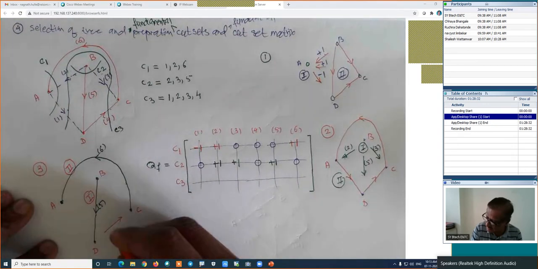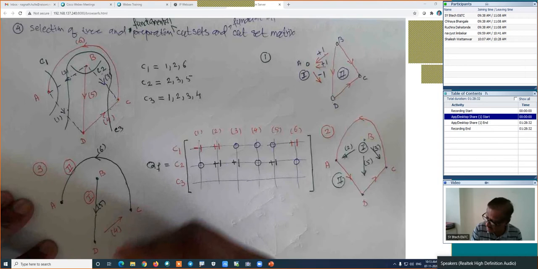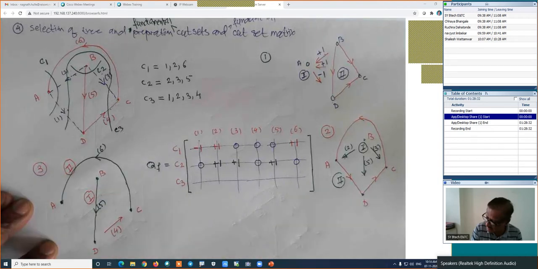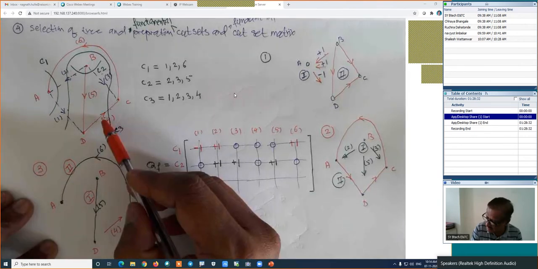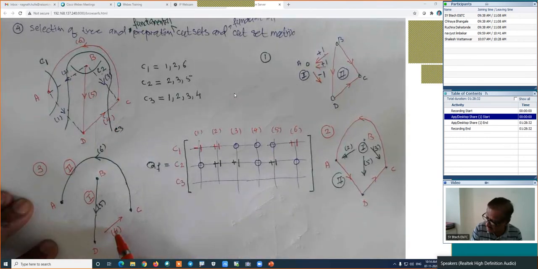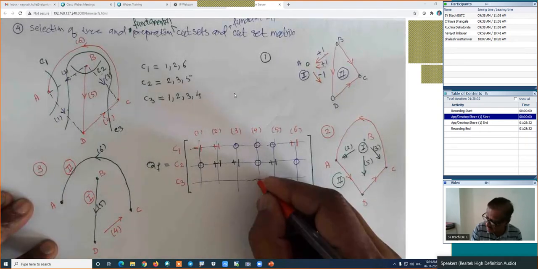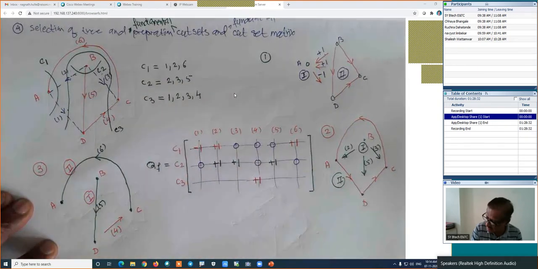This is for the branch number 4. How is its direction? Its direction is from part number 1 towards part number 2, because this complete is part 2. That's why this itself is a tree branch. That's why the entry for this branch number 4 will be +1.